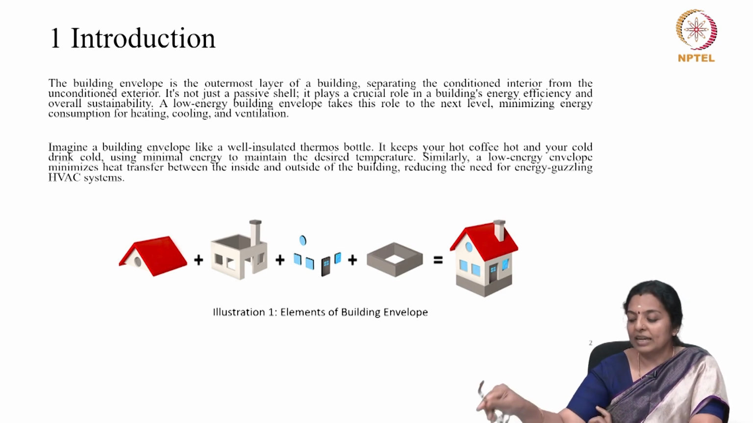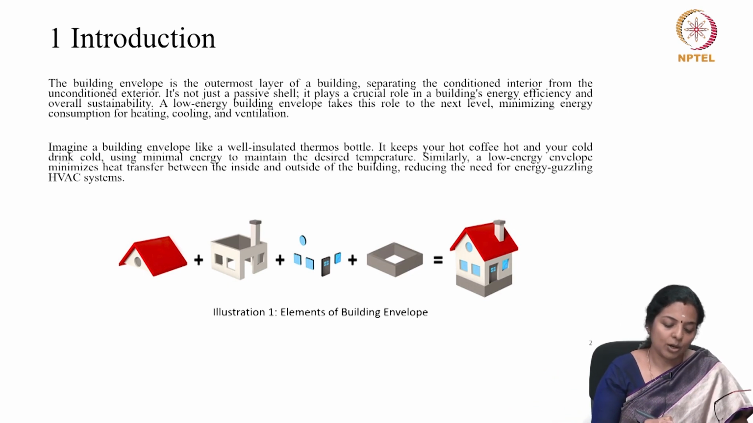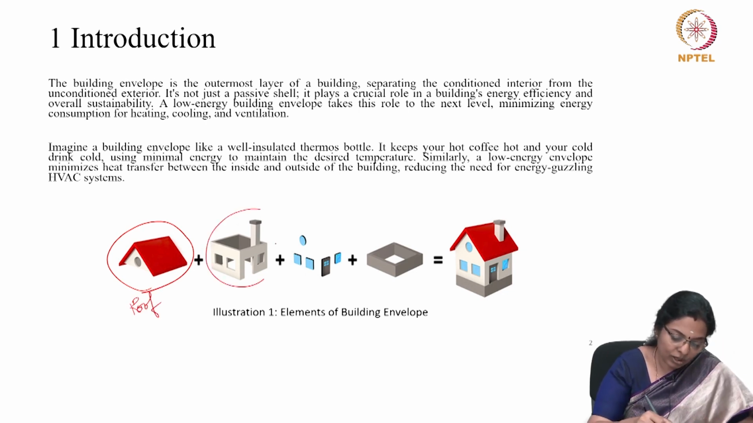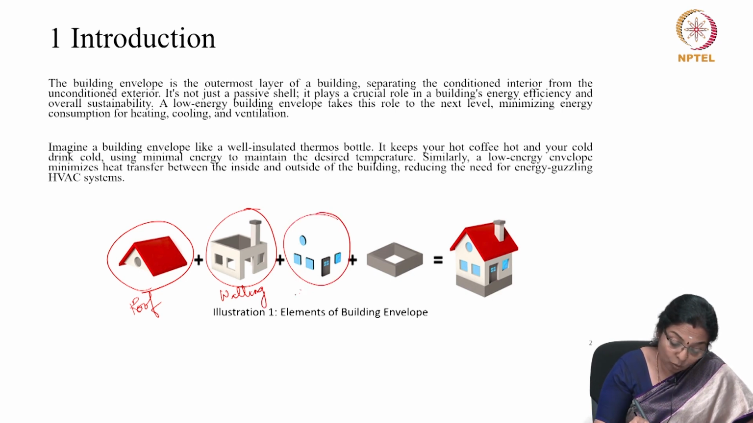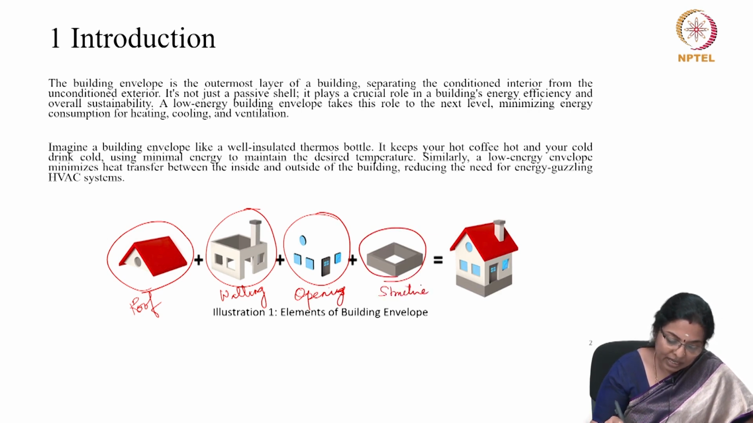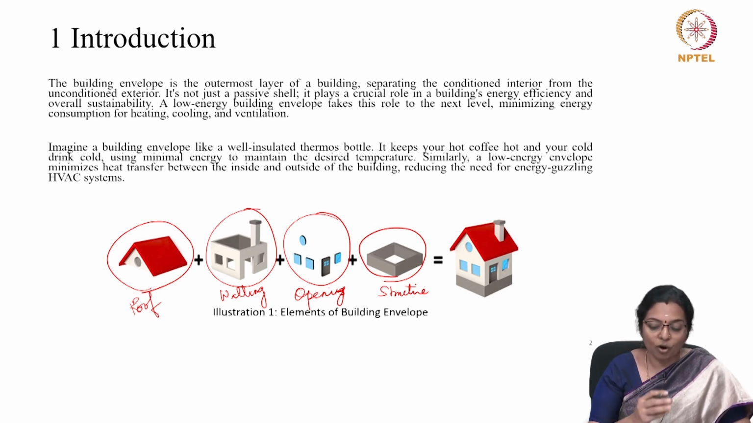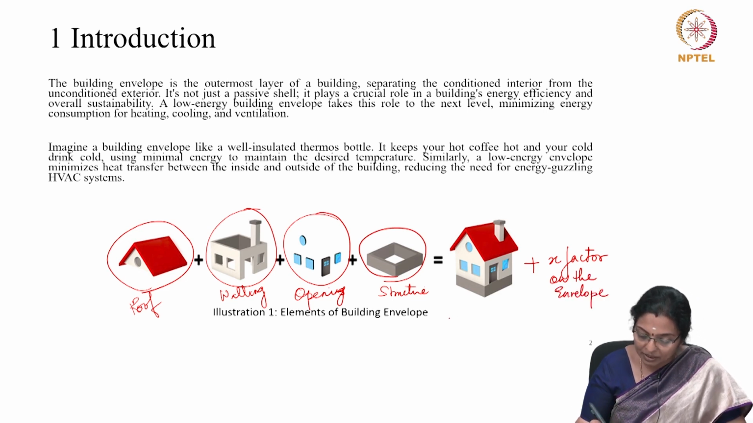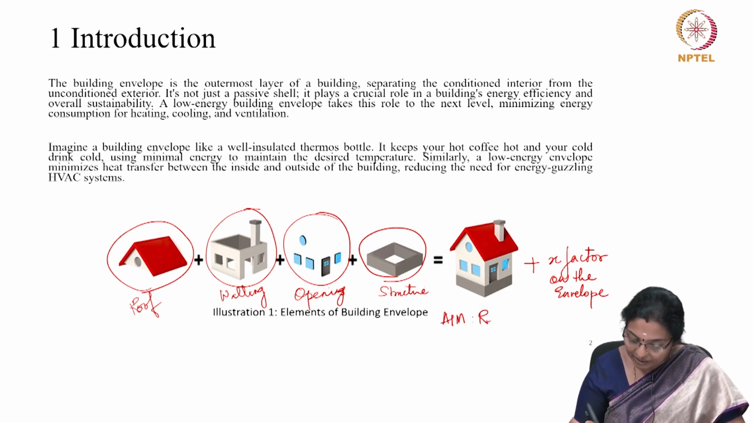As of now, we know that the building envelope is made up of the shell, which is the roof structure, the walling, the envelope or the openings, and the structure. But in order to have a low energy envelope, we must also have this building plus an X factor on the envelope, as our aim is to have reduced operational carbon.